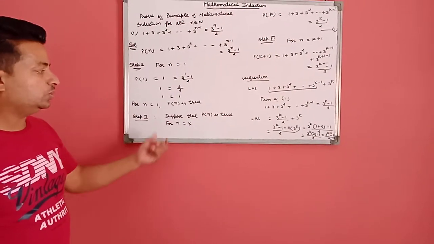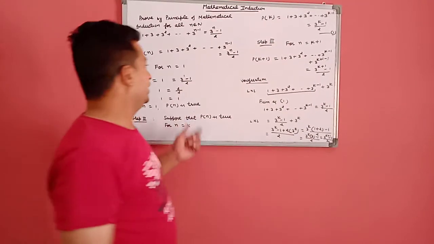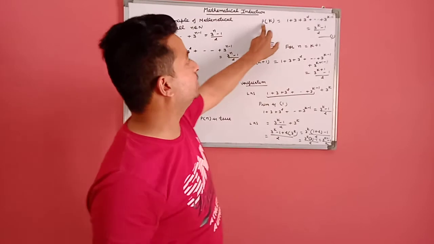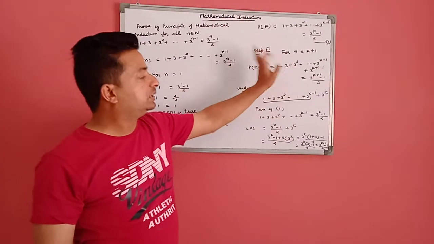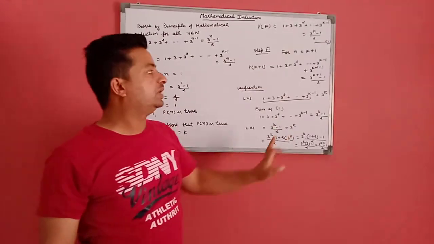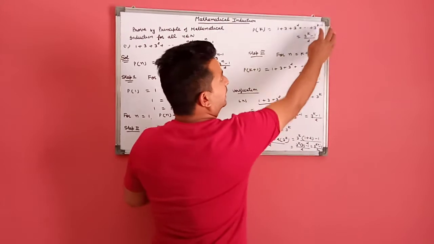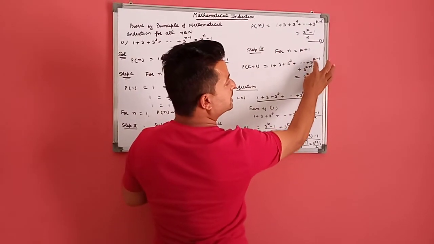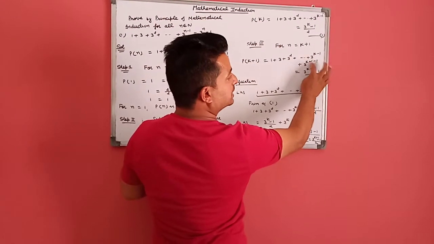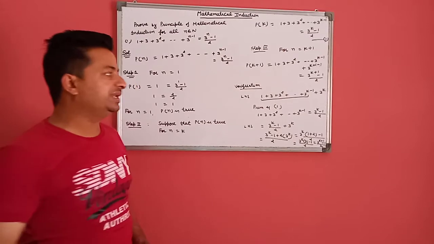In step 2, let us suppose that this statement is true for n is equal to k. We put here n is equal to k and take this equation as 1. For the third step, n is equal to k plus 1. In this step, we write all these terms and there is an additional term with k plus 1. This means this k is replaced by k plus 1. This cancels out, and in the right hand side we put k plus 1 in place of k.